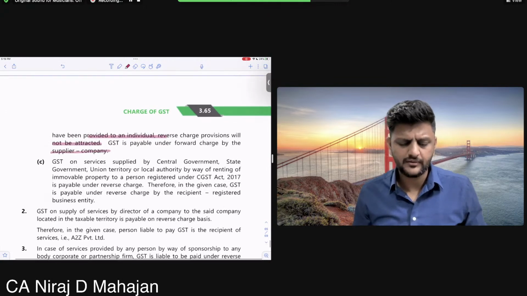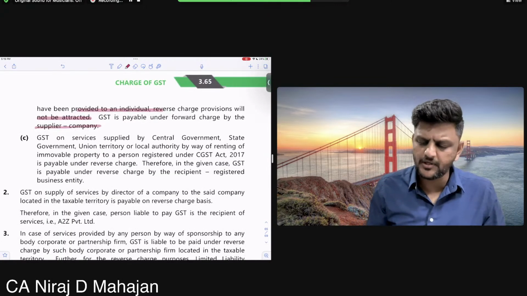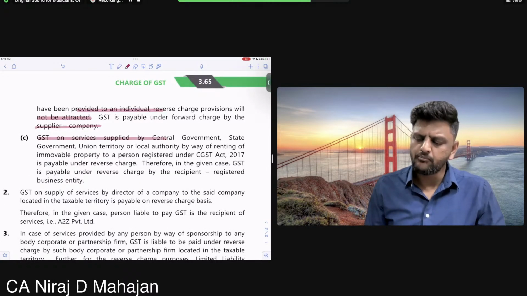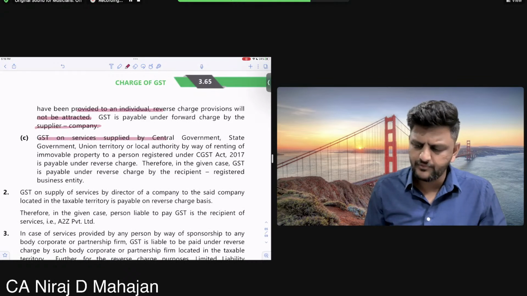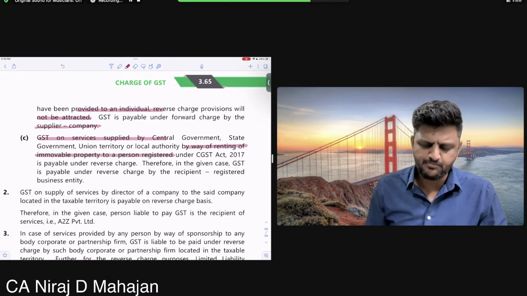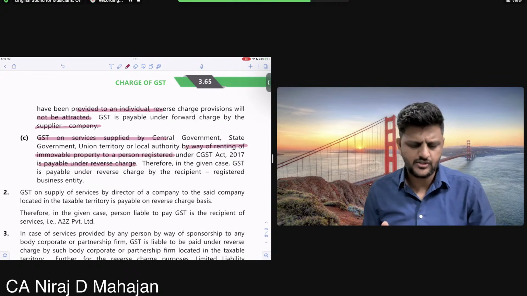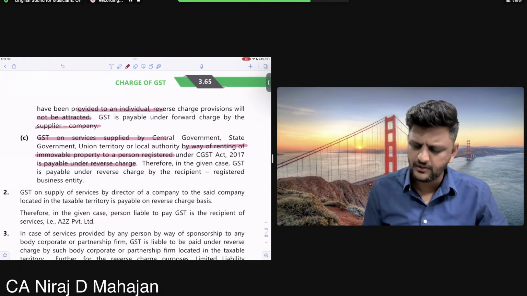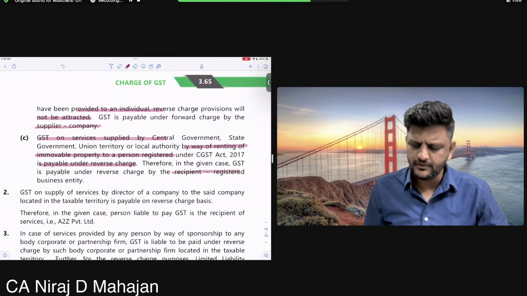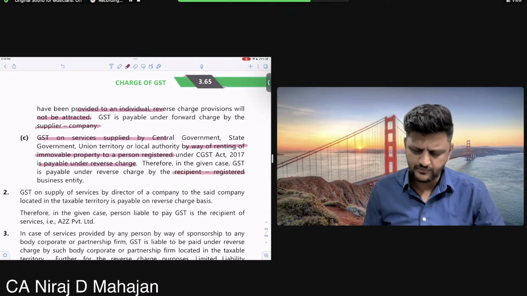RCM is applicable. What are they then? Achha. GST on services supplied by CG, SG or UT by way of renting of immovable property to a person registered under CGST is payable under reverse charge. Therefore, in the given case, GST is payable in reverse charge by the recipient registered business entity.